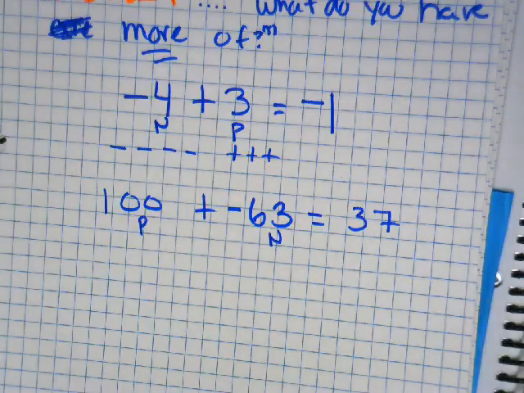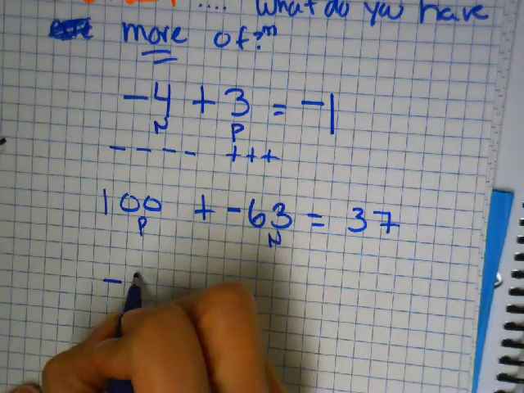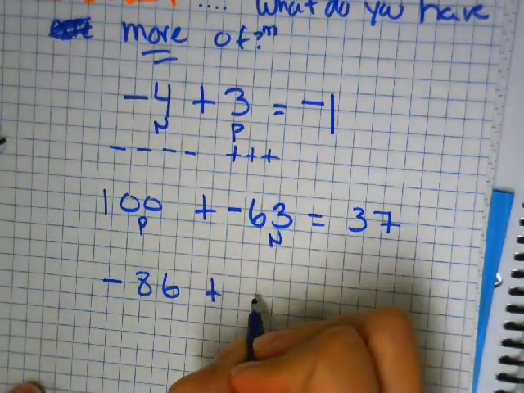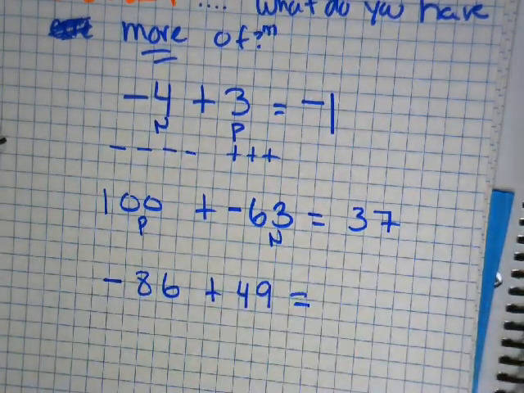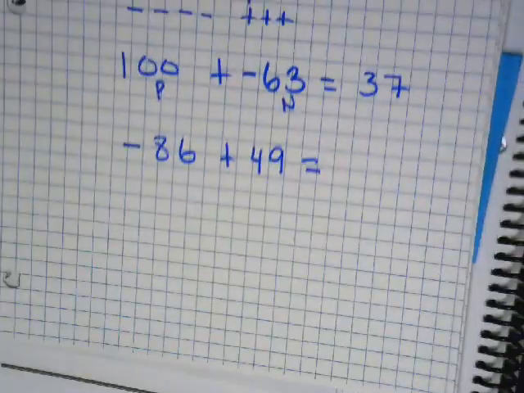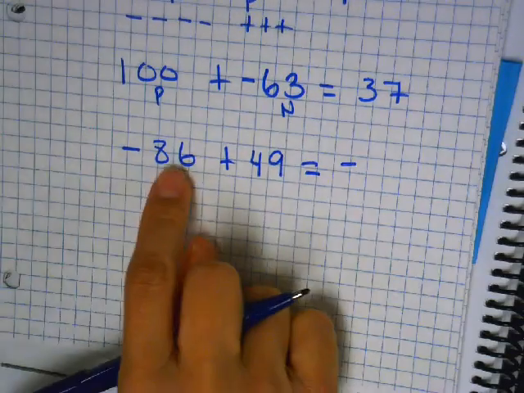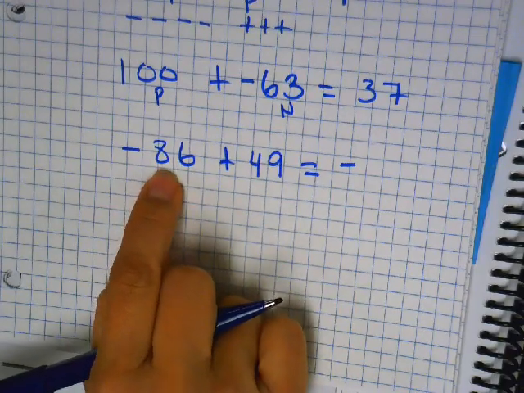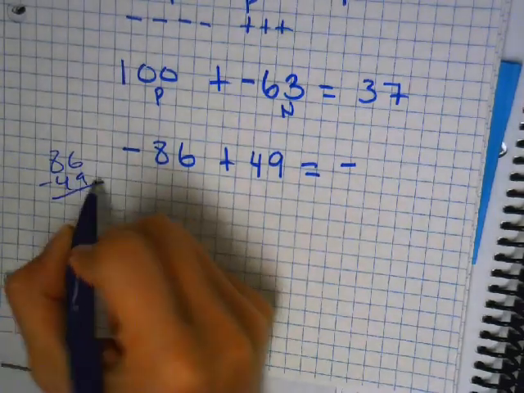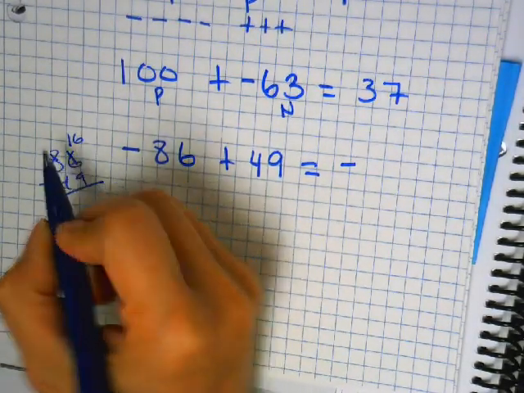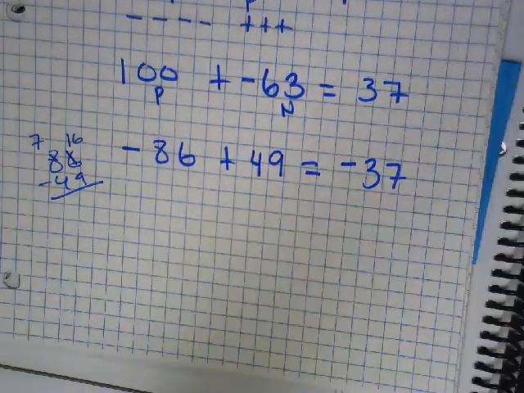That's it. Or what if I give you -86 plus 49? Will my answer be positive or negative just by looking at these two numbers? I know my answer is going to be negative because there's more negatives. Now I'm just going to subtract. What's 86 minus 49? Oh, another 37, by coincidence.